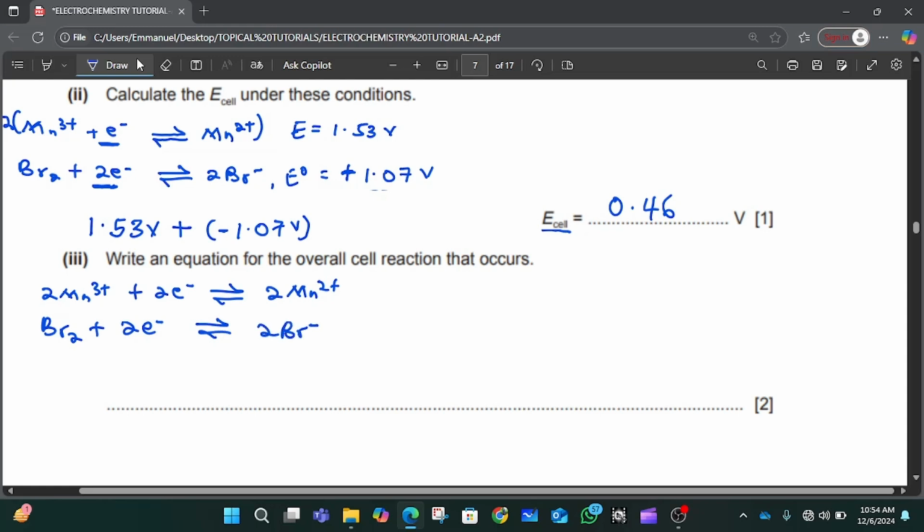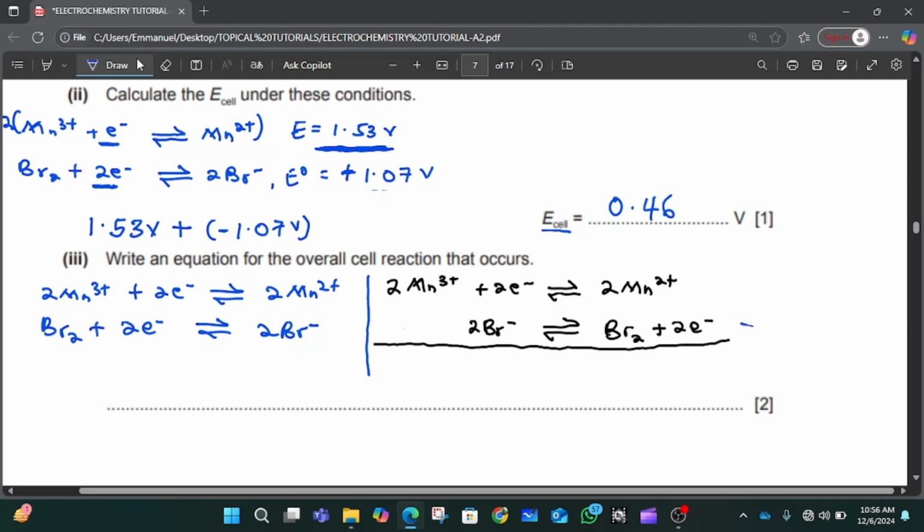Now again, if you look at the electrode potential of the Mn³⁺ to Mn²⁺ half cell, it is more positive. It means reduction should be occurring at this half cell. And since this equation is written in the reduction form already, it means that we have to reverse this other equation, the Br2 to Br⁻ equation, since this will be the one undergoing oxidation. After reversing this half equation, we can now add the two half cells together to form a complete cell.